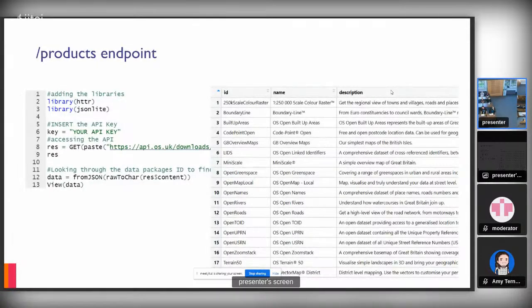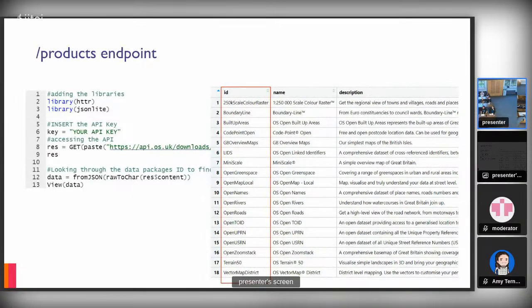And what we get then is a return of the list of products, getting all 18. There are 18. Vector Map District is present as well. So we get the 18 open data products that are released from Ordnance Survey there. We can then use that view to obtain the ID, which is what we're going to use to call the open data product eventually.